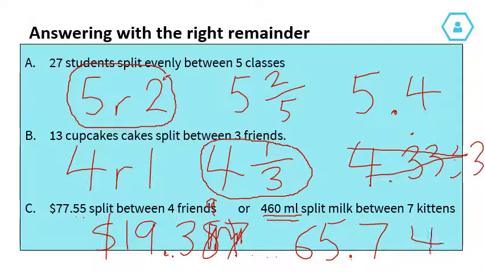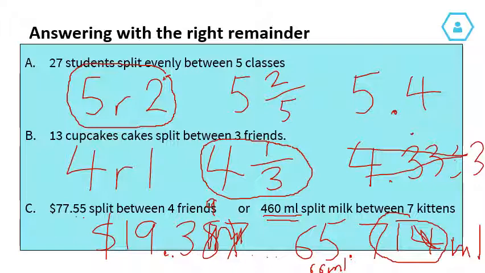460 divided by 7 is 65.714 mils. And here you could probably round it up to the closest mil, because this is such a small amount that there's no real way you can measure that. So I'd probably just say about 66 mils. And there'll always be a margin of error if you're measuring it anyway. But here it makes more sense to represent it as a decimal.